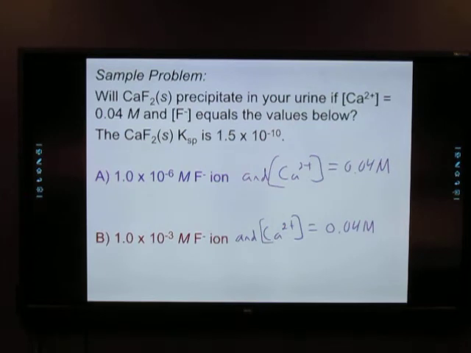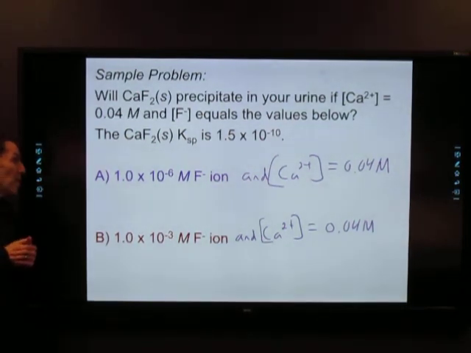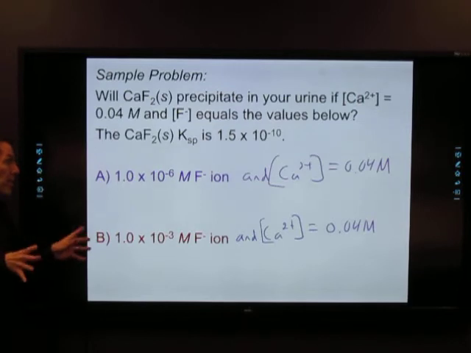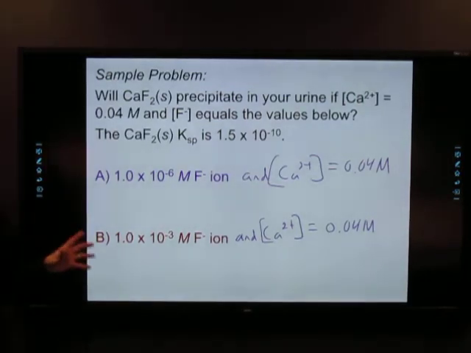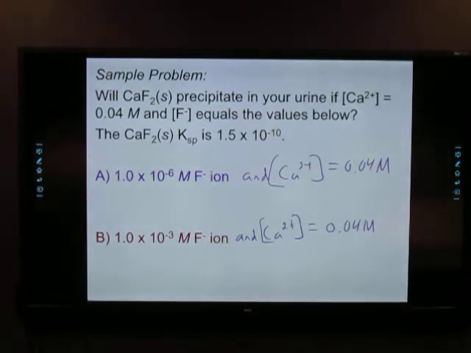And so, pause your video on YouTube and try these problems where you're calculating the Q just like you calculated K, and then these are ultimately going to be yes or no questions. Does it make a precipitate?